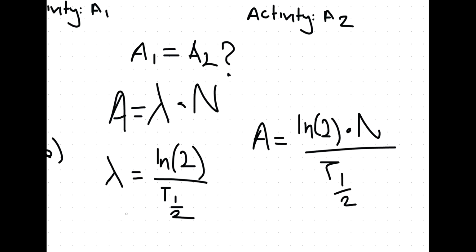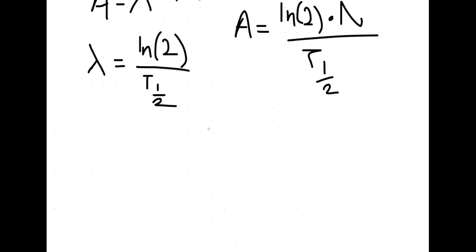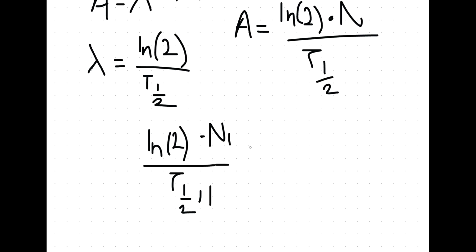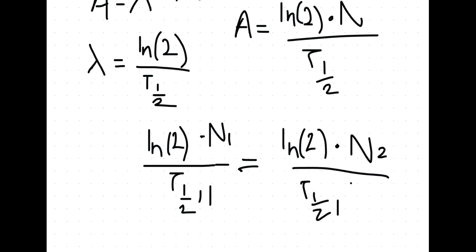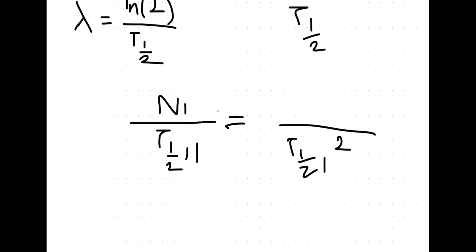And so if we want sample 1 and sample 2 to have the exact same activity, we'll just set A1 equal to A2. So that will be ln 2 times N1 over t 1/2 of sample 1 is equal to ln 2 times N2 over t 1/2 of sample 2. And so notice that the ln 2 cancels on both sides. So then that will just leave us with N1 over t 1/2 of 1 is equal to N2 over t 1/2 of 2.